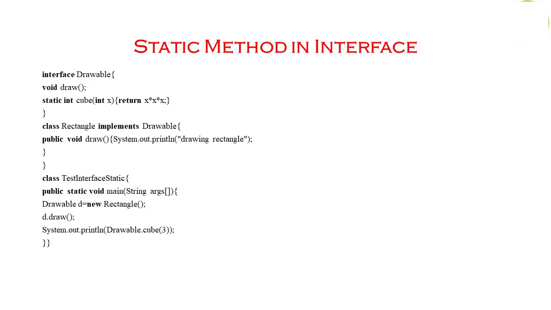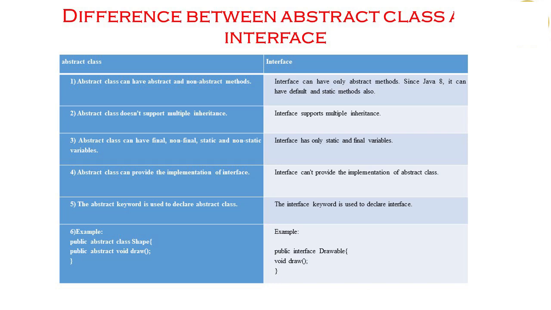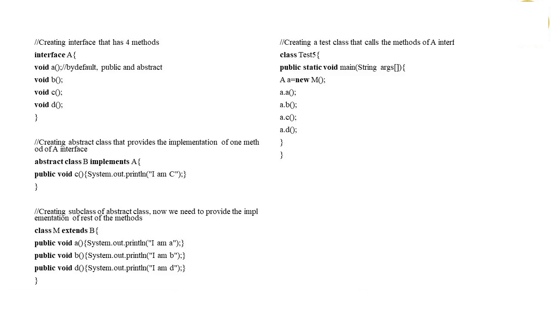Static method in interface. The example has been given for this. Then the difference between abstract class and interface has been tabulated for your reference. An example has been given, creating an interface that has four methods to go with.